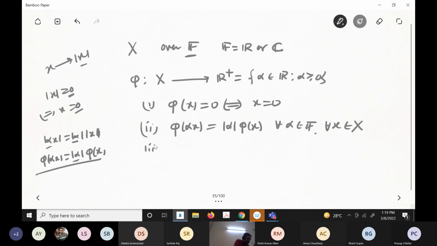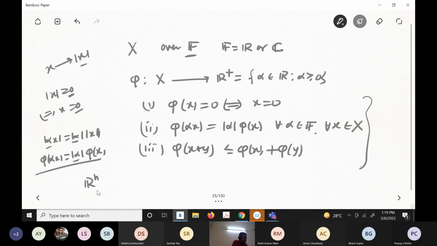That phi of x plus y is at most phi of x plus phi of y. Suppose you have these three things. On R and Rn, I have this with the usual topology, with the usual distance. Even in Cn also, the usual distance. It's not something I don't have. I have it. Okay, a vector space. The only thing is that the vector space may be infinite dimensional also.